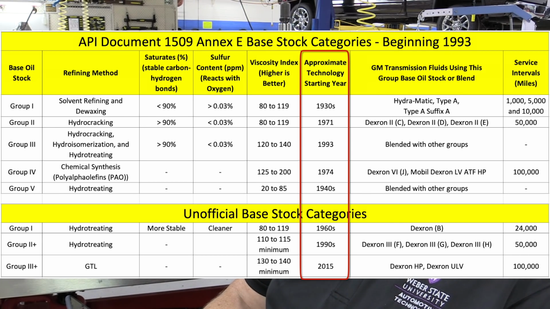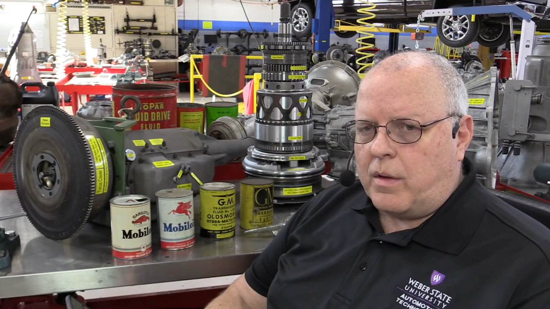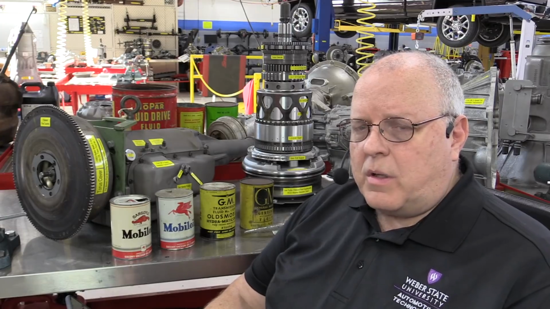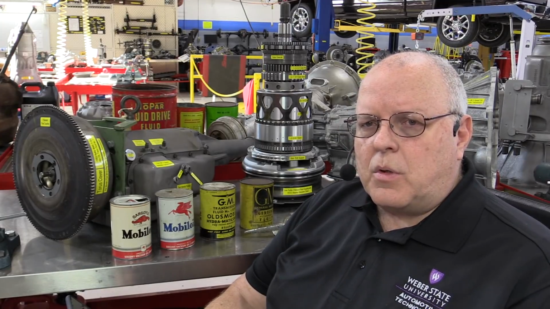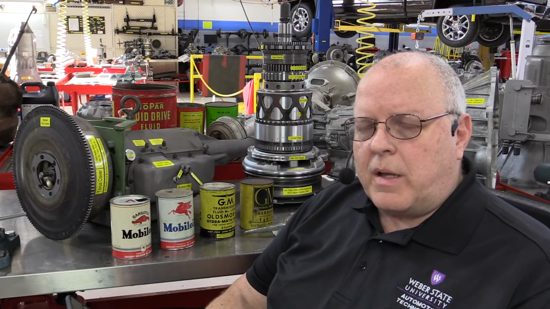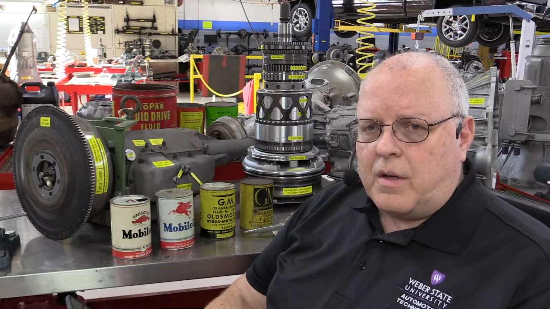Notice that Group 3 base stock oils were not even available until 1993. Group 4 base stock oils were available as early as 1974 in motor oil, but we didn't use those in transmission fluids until 1989. And notice that Group 5 base stock oil is only used as a blended oil with one of these other groups. So automatic transmission fluid, as they call it, which it really is oil, they only changed the name to fluid so that people would quit pouring motor oil in their transmissions. So the transmission fluids of today can be a blend of several of these groups along with an additive package.